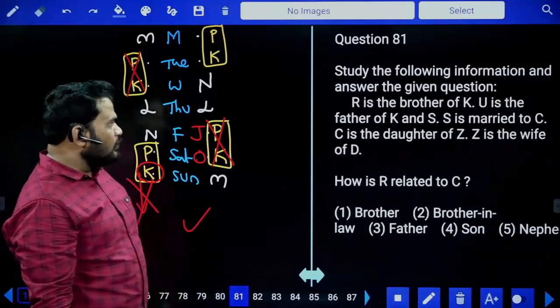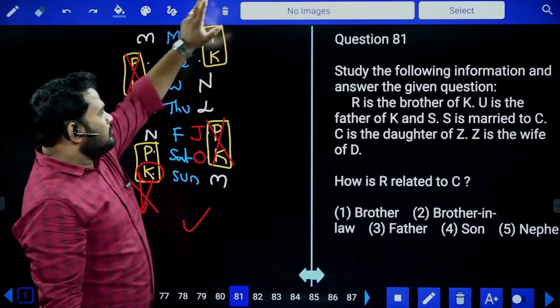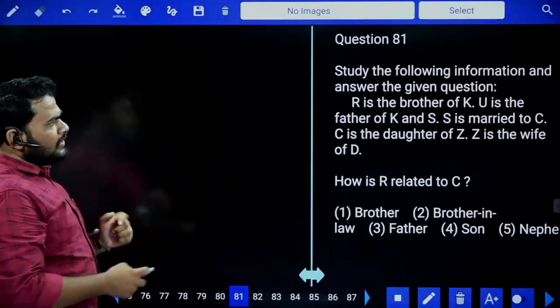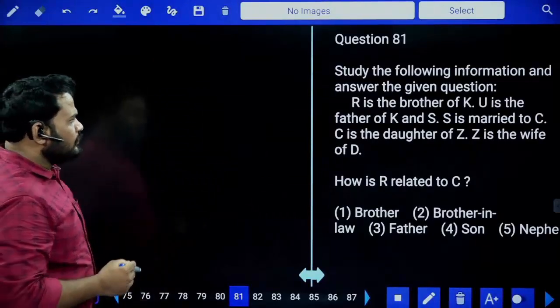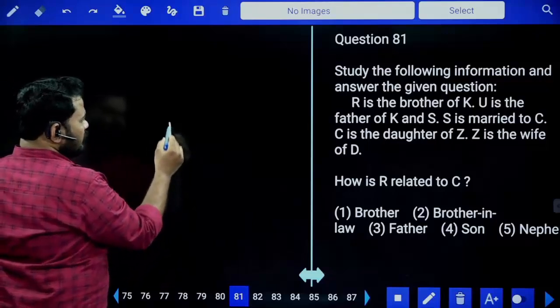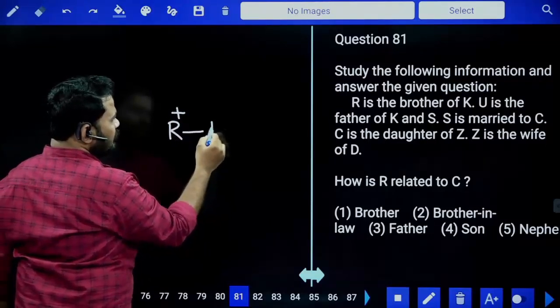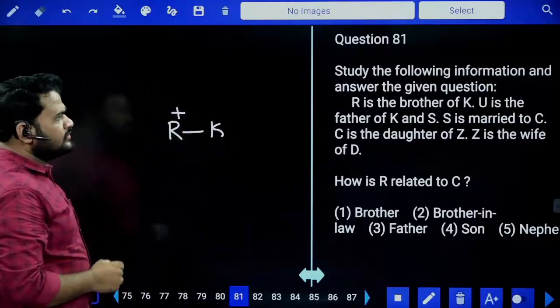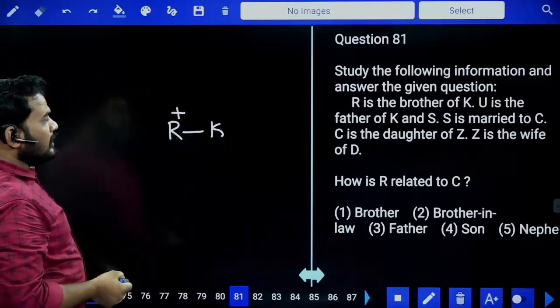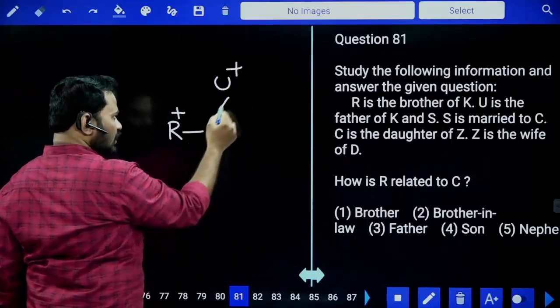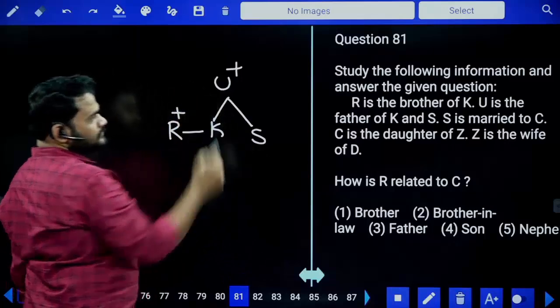Next, 81. We have a set of questions related to blood relations. R is brother of K. Yes, R is brother of K. Next, U is father of K and S.